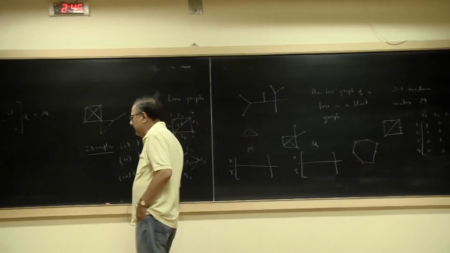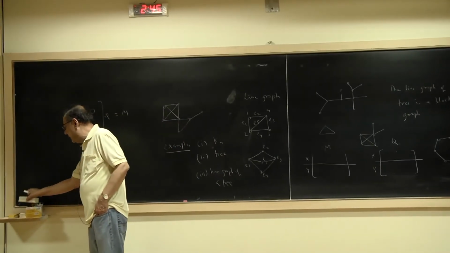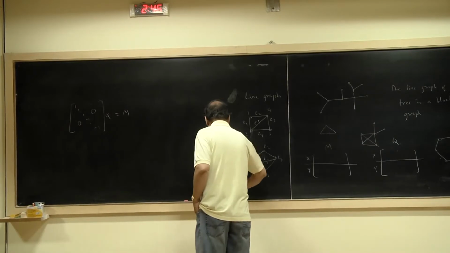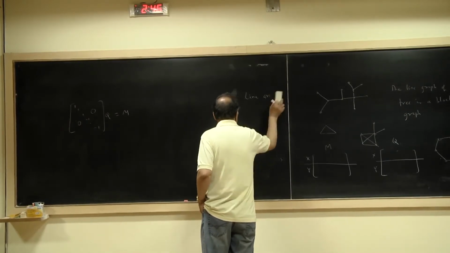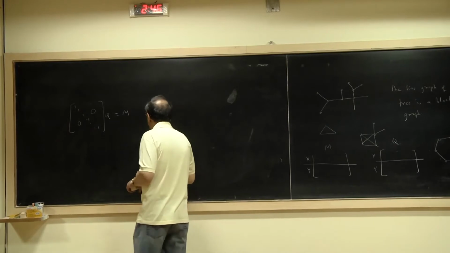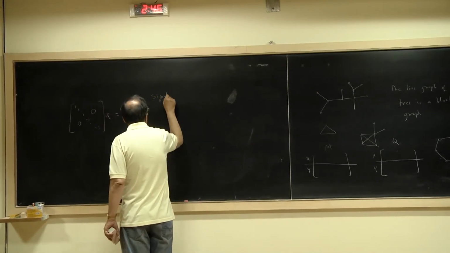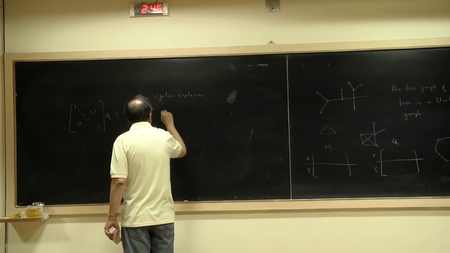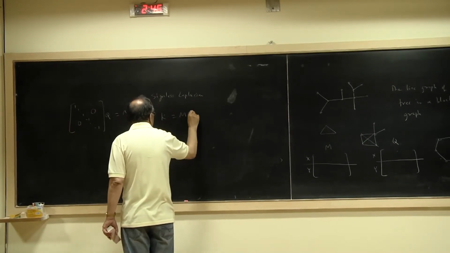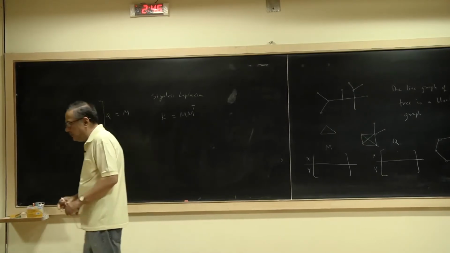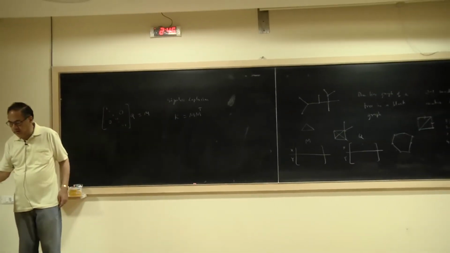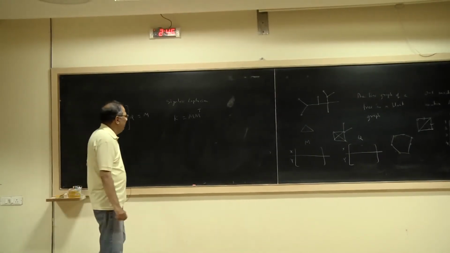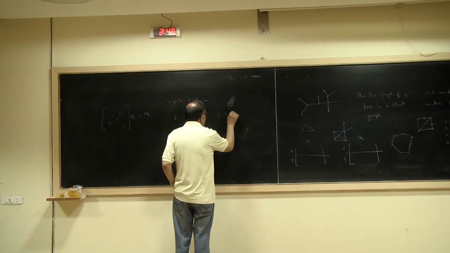So just like the Laplacian, we can make a Laplacian out of the 0-1 incidence matrix, and that is called a signless Laplacian. Why is it called signless Laplacian? K is equal to MM transpose. K is the notation for signless Laplacian. What are the elements of MM transpose? And here is our usual Laplacian.